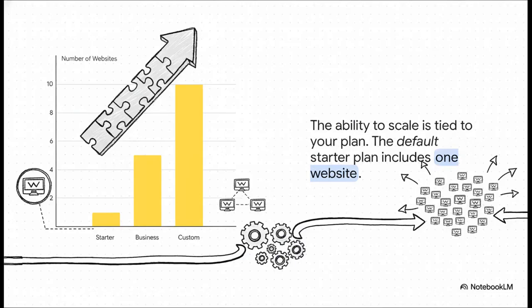Now, of course, this ability to scale up with multiple websites is tied to your subscription plan. So a starter plan might give you one website, but the business and custom plans are where you unlock the power to manage multiple or even unlimited websites from that one account.